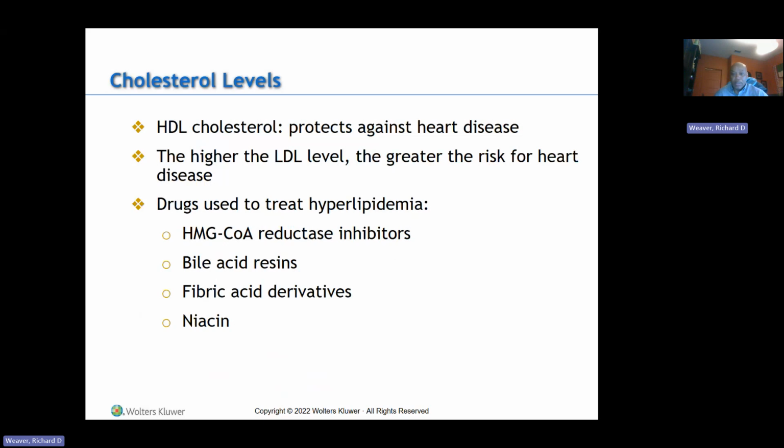So those non-modifiable risk factors: age, men who are older than 45 years and women who are older than 55 years. Gender, in women after menopause, LDL levels tend to increase. Family history of early heart disease, if a father or brother before the age of 55 years old, and a mother and sister before the age of 65 years old.